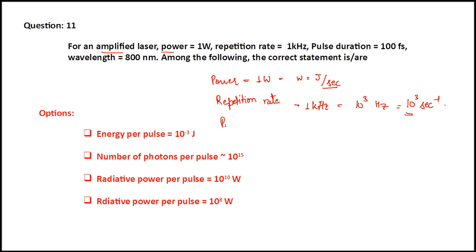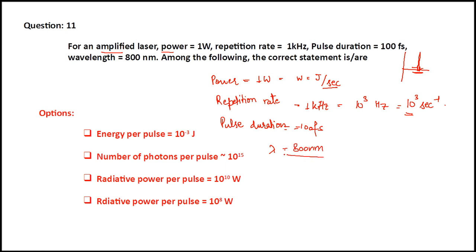And then the pulse duration for each pulse: if it is the plot of intensity with respect to time, for what time does this pulse survive? So it lives for 100 femtoseconds, a short pulse. And what is the wavelength of this amplified laser? So the wavelength of this laser is 800 nanometer.